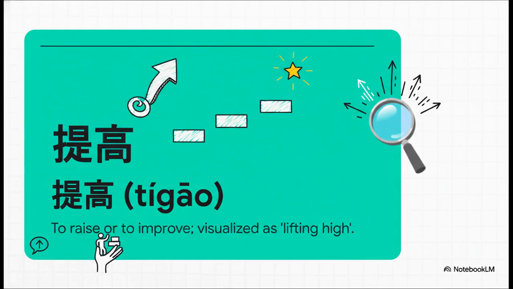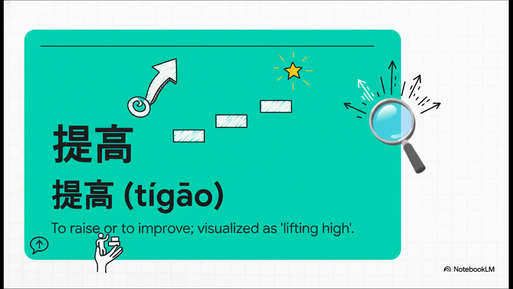Next up, to improve, which is 提高. And again, the story is right there in the characters. Ti means to lift, and gao means high. So to improve is to lift high. You are literally helping someone elevate their skills.